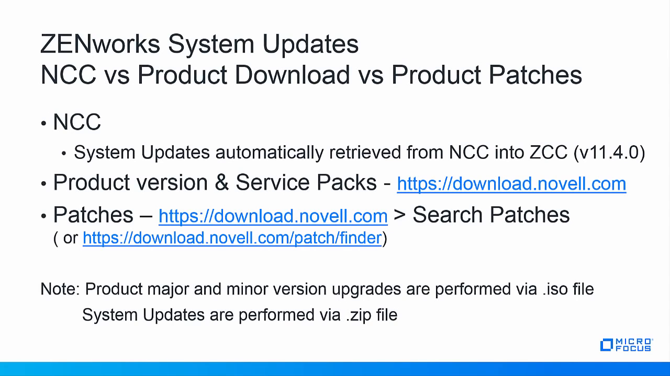Obtaining the ZENworks system updates is done in a couple of ways. NCC will automatically bring down system updates via scheduled times in the ZCC. This was initiated in ZCM 11.4.0. Also, manually downloading from download.novell.com will give you the base product version and service packs. From that page, if you select Search Patches, this will show you the patches for that product version.